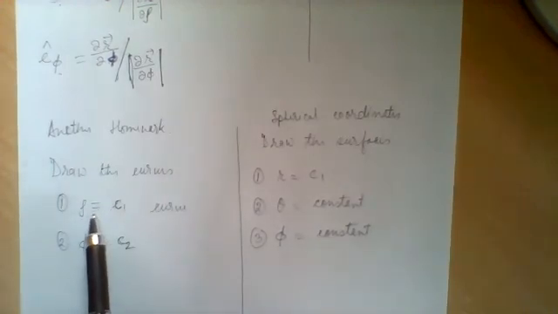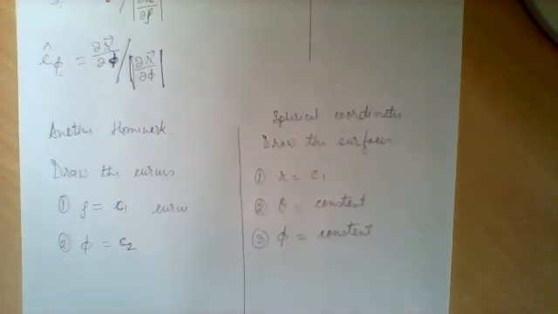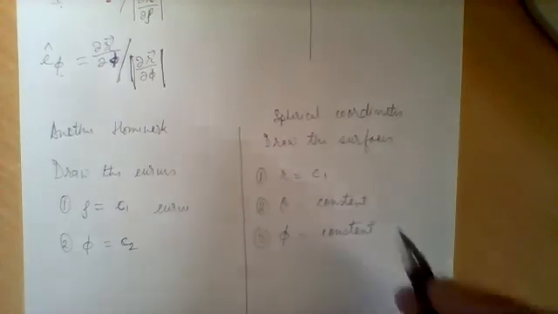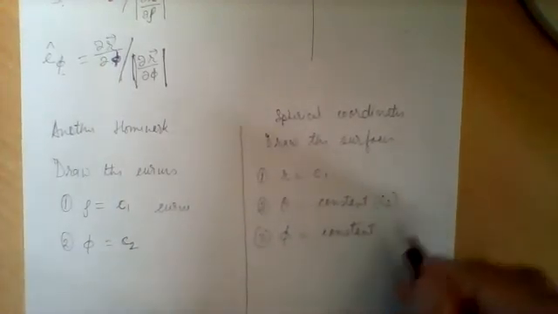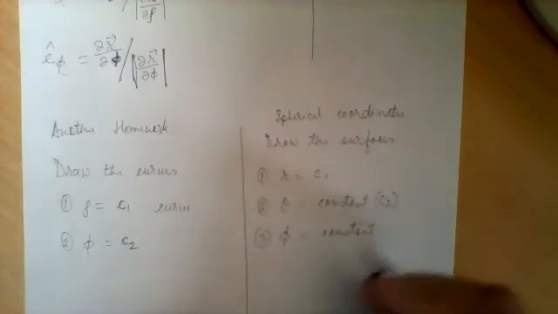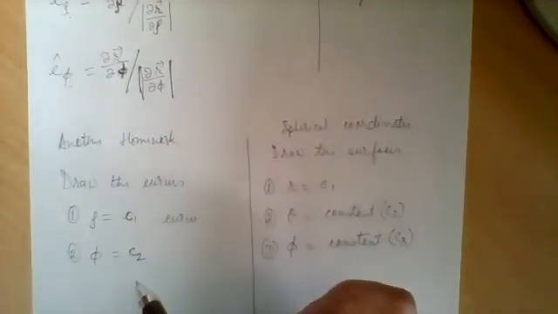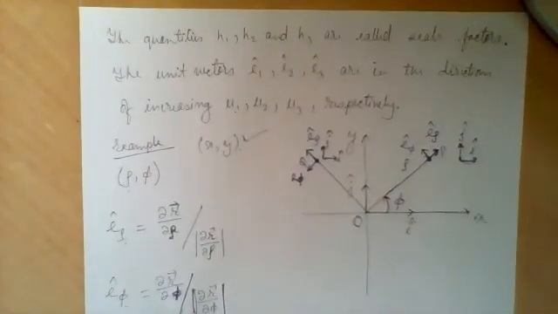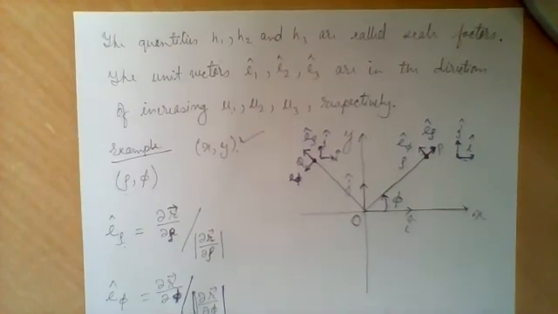In two dimensions, draw the curves rho equal to constant and phi equal to constant. In three dimensions, the surfaces are r equal to some constant C1, theta equal to some constant C2, and phi equal to some constant C3. When you draw these surfaces and curves, you will understand the curvilinear coordinates better. I think we can stop for today here.